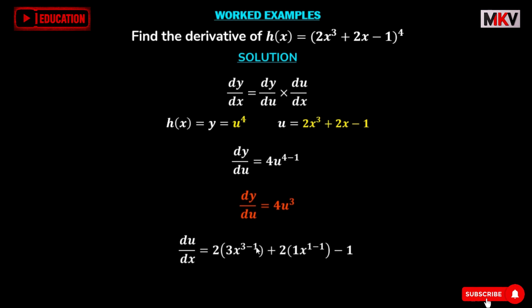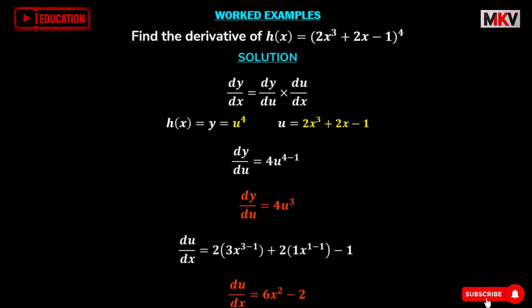minus 1. Then the next term, we separate the original 2. Then the exponent, which is 1, becomes the coefficient. We subtract 1 from it. Then the 1 becomes 0 since it's a constant. So we will not differentiate this. It's automatically 0. After finding the differential, we're having du/dx to be equal to 6x squared minus 2.